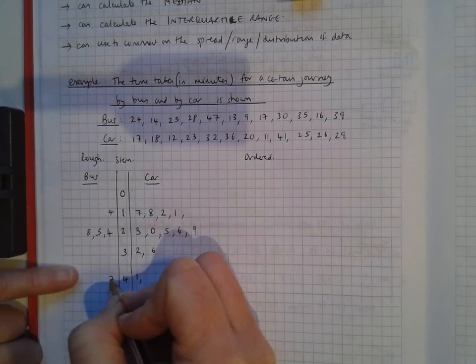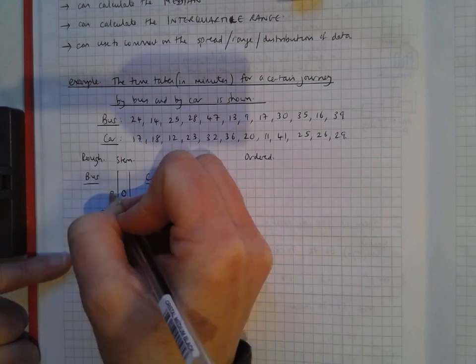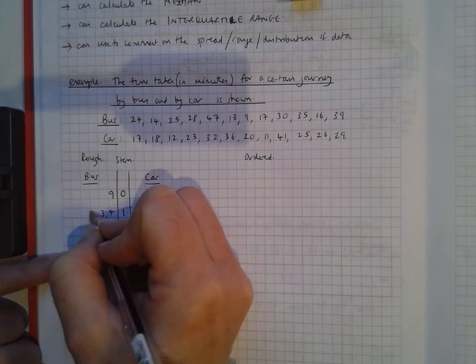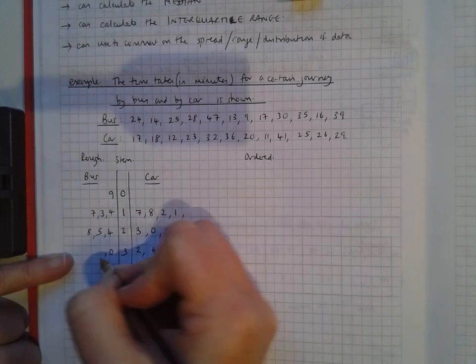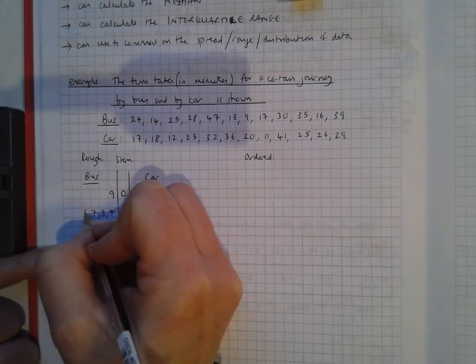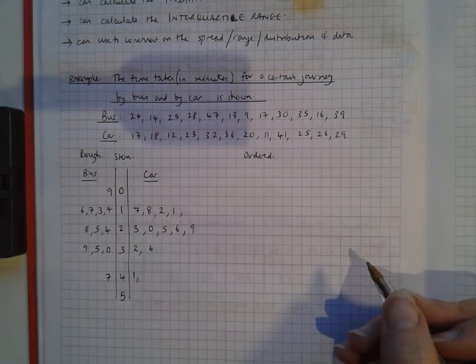0, 9, so 0, 9 has no tens, so it's 0 tens and 9 units. 17, 30, 35, 16, and 39. Okay, now that's a present that's useful, but it's not that useful because it's not in order. These are all over the place.